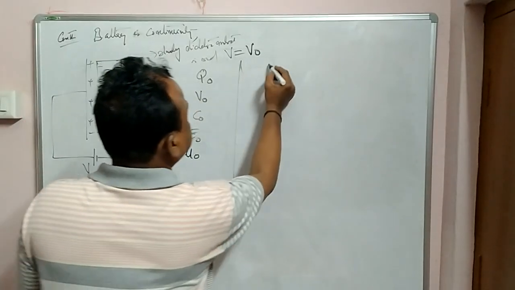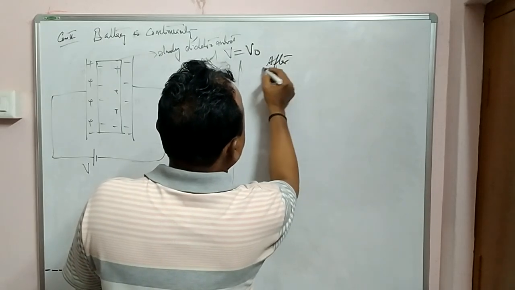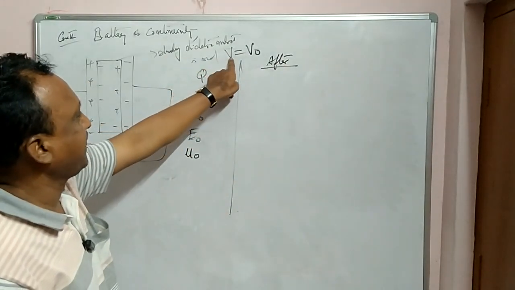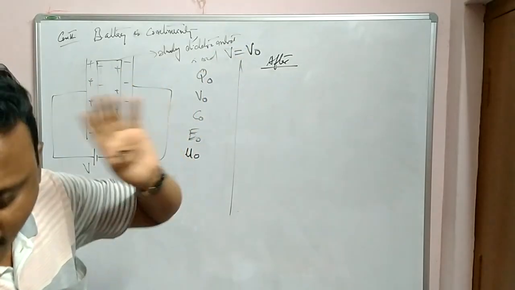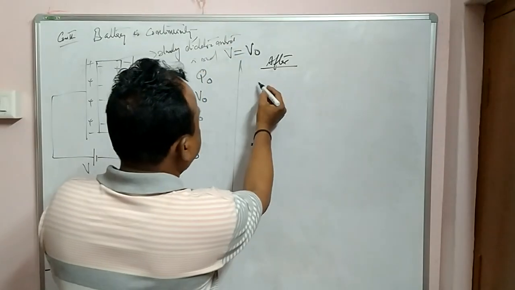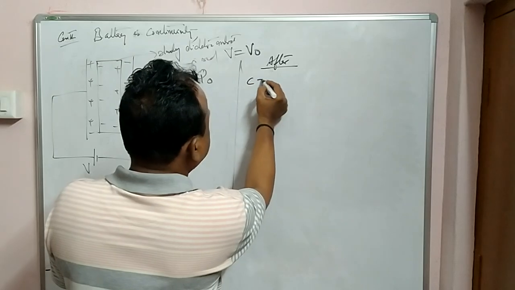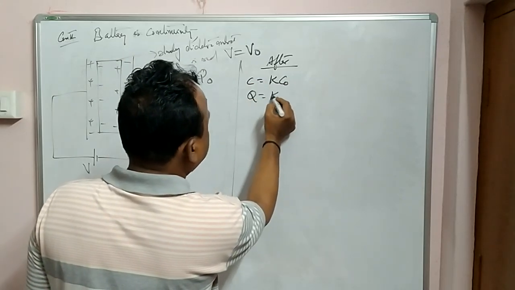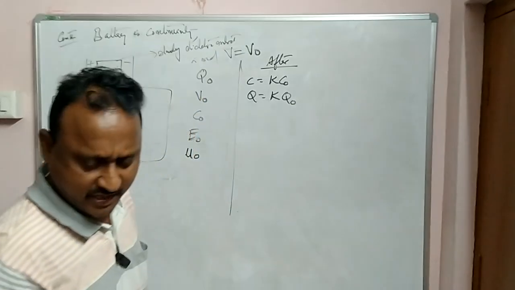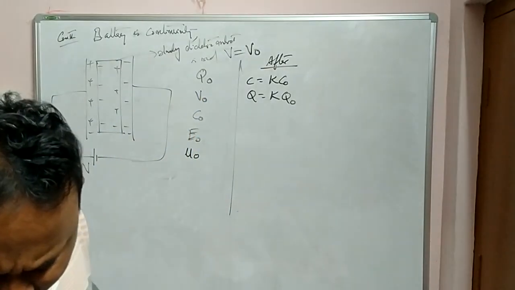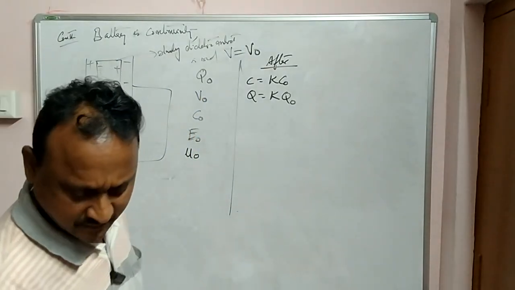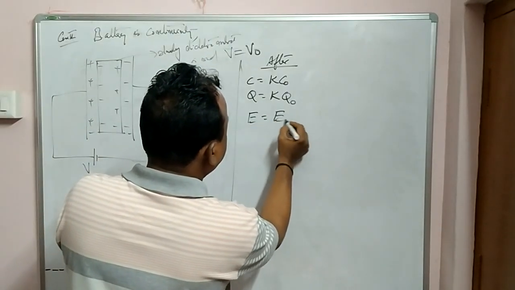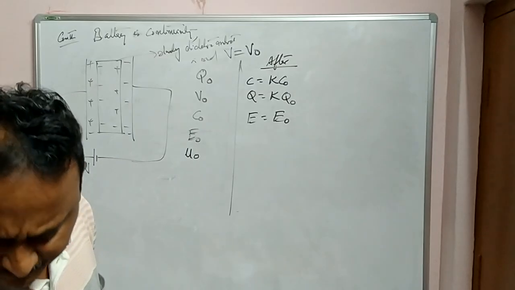Now after dielectric పెట్టిన తర్వాత ఏమవుతుంది, ఛార్జ్ మారుతుంది, V becomes V0 only, but what changes will be there, కెపాసిటెన్స్ మారుతుంది, ఆఫ్ కోర్స్ K times, ఛార్జ్ కూడా మారుతుంది K times, ఓకేనా, పొటెన్షియల్ చేంజ్ అవ్వదు, ఫీల్డ్ E is equal to E0.